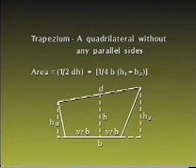The next figure is a trapezium, which is a quadrilateral without any parallel sides. And the formula for computing the area of a trapezium is the quantity 1/2 of DH plus, within brackets, 1/4 B times the quantity H sub 1 plus H sub 2.